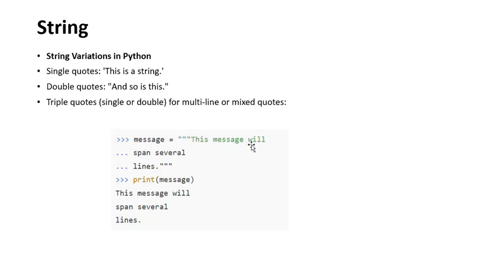Let us see an example here. Message is equal to, this message will span several lines. It is also a string. To give the output, print message. It will go to message and check the message. That is, this message will span several lines. It will print that as output. Got it? Print means it will print whatever is there in the message. It will give the output as it is. This message will span several lines. Very simple, right? I think you understood about strings.